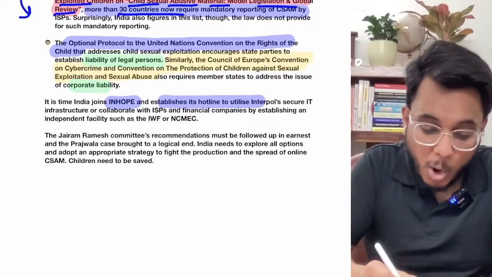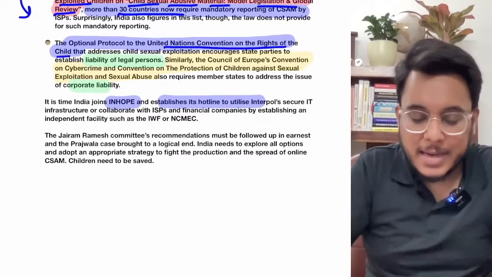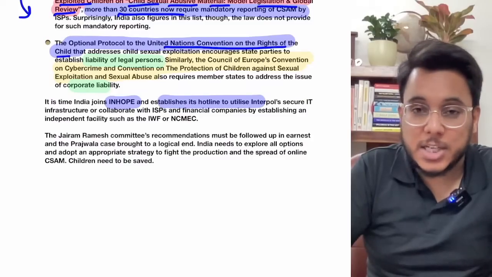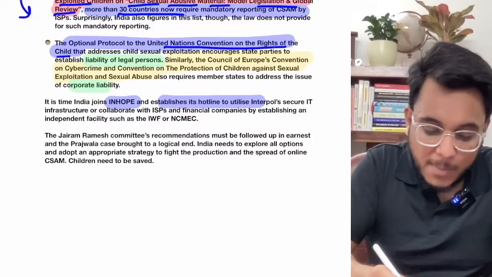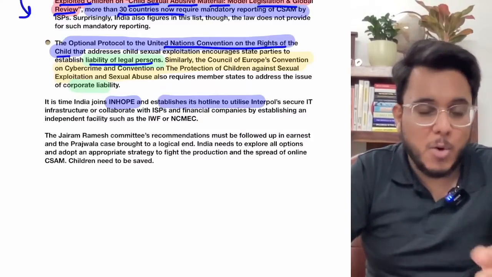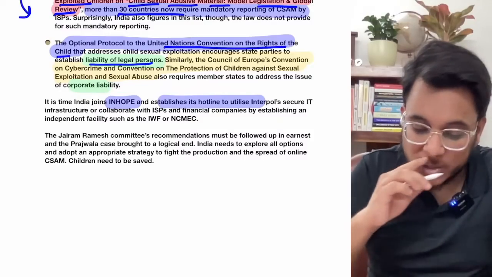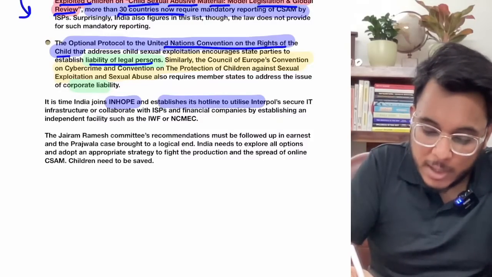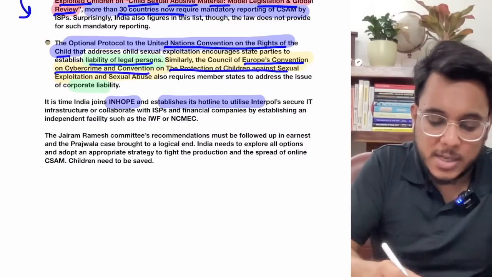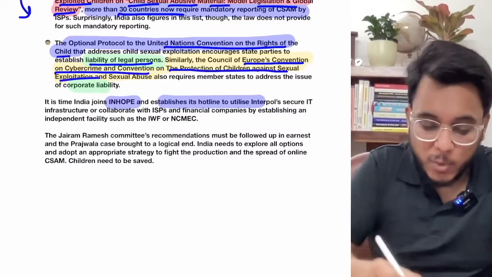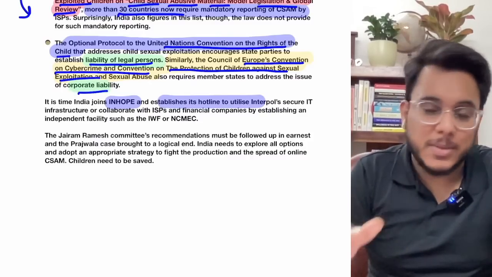After that, there is also the Optional Protocol to the United Nations Convention on the Rights of the Child. This optional protocol also talks about the liability of the legal person, that is, the liability of the websites hosting such child pornography needs to be there. Moreover, Europe's Convention on Cybercrime and the Convention on the Protection of Children Against Sexual Exploitation have provided that there should be corporate liability.